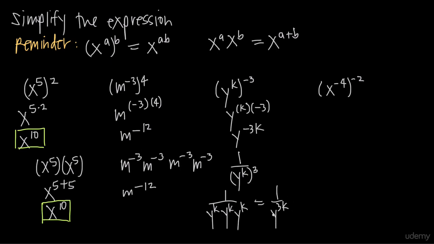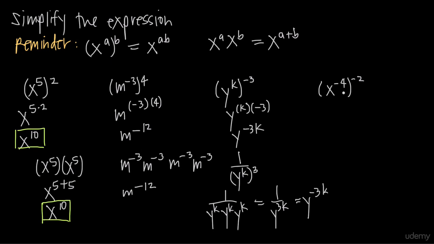Instead of leaving this as a fraction, if we want to get rid of the fraction, we can take this value y to the 3k out of the denominator, move it back to the numerator, and we get y to the negative 3k. In other words, we can move it from the denominator to the numerator just by changing the sign on the exponent. Right now we have a positive 3k, so we change the sign to a negative 3k, and notice here that we got the same answer, y to the negative 3k, as we did using power rule. So either way it's going to work.